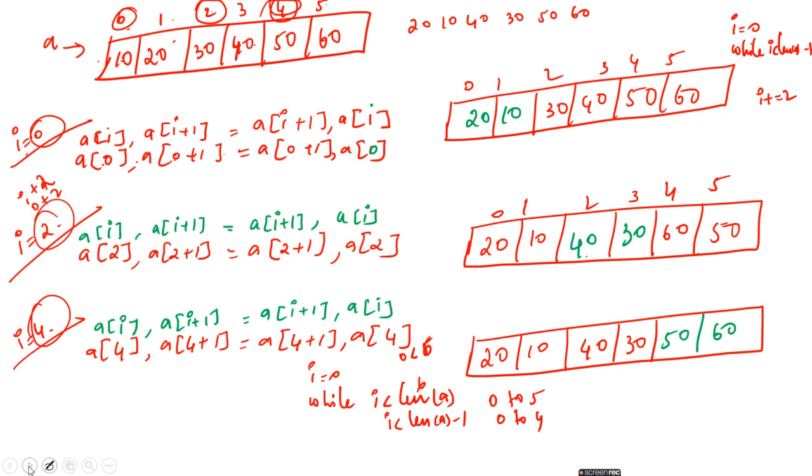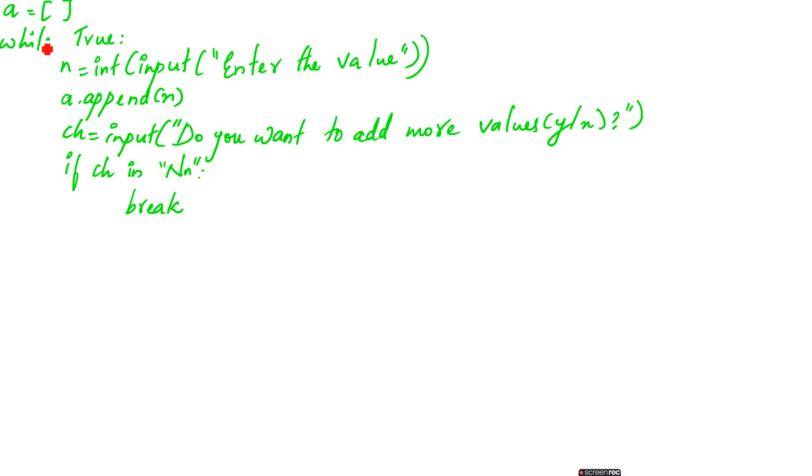Now we can write the code. So this is the code for creating the list. Then we can print the list like this: list before swapping. We can write like this. Then you can write A.